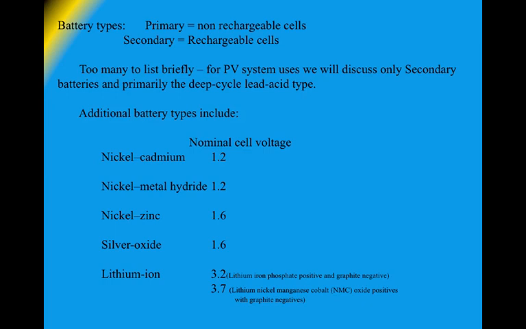So we see nickel cadmium has 1.2 as its nominal cell voltage. Nickel metal hydride also 1.2, roughly speaking. Nickel zinc is a higher 1.6 volt. Silver oxide is also 1.6 volts. And lithium ion comes in 2 primary categories. There's actually many more, but the main 2 are a 3.2 volt cell, which is a lithium iron phosphate positive with a graphite negative, or a 3.7 volt cell with a lithium nickel manganese cobalt, also known as NMC, oxides for the positives with graphite negatives.